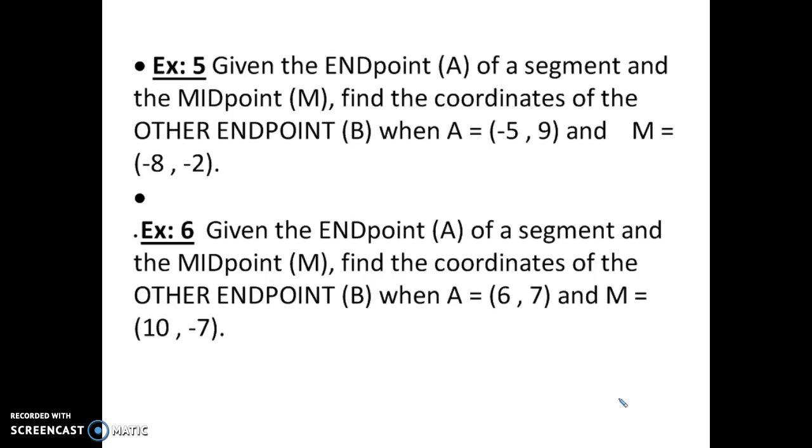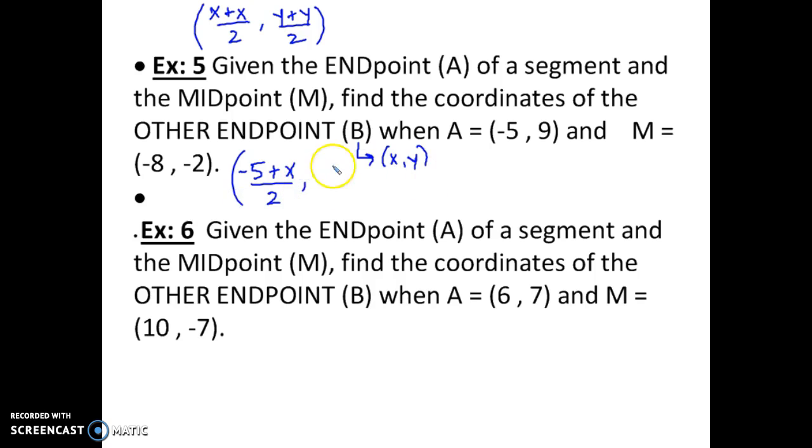All right, now I'm given the endpoint of a segment and the midpoint, and I want to find the coordinates of the other endpoint. So I've got to work backwards a little bit. Remember, my formula is that I add the x's and divide by 2, add the y's and divide by 2. For this first example, I know A, and I'm looking for B. So we'll call B (x, y). When I plug into my formula, I have negative 5 from A plus the x of B divided by 2, and then 9 plus the y of B divided by 2, and that ends up giving me (-8, -2), because that's my midpoint.